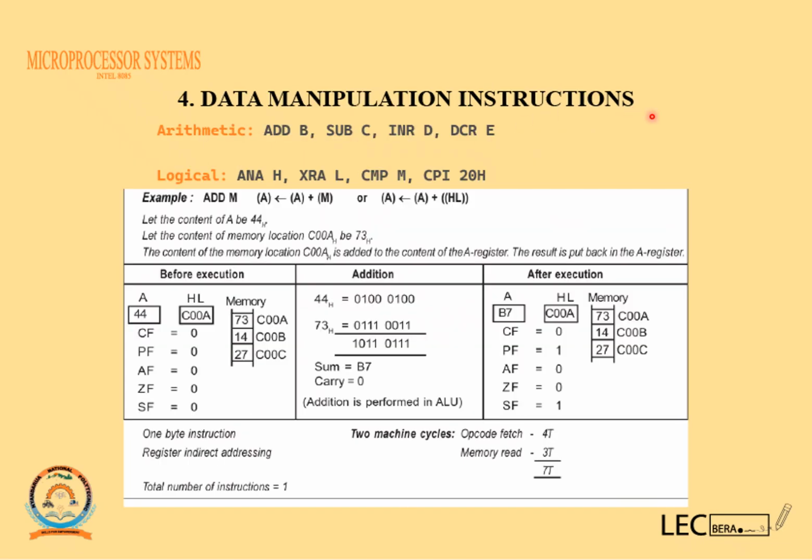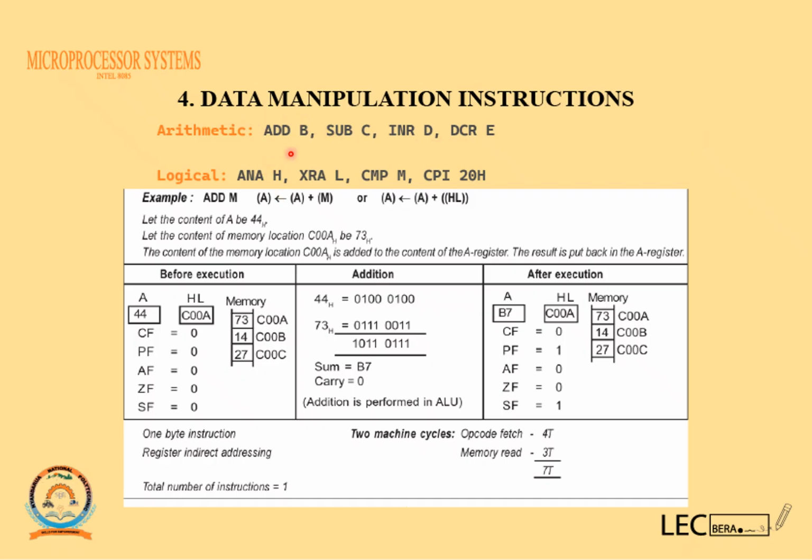So apart from data transfer instructions, we also have data manipulation instructions. These are instructions which can be used to manipulate what? Data. For example, you can do addition of data. We can compare numbers using logical operations. We can multiply numbers. We can subtract numbers, among other things. So that is called what? Data manipulation instructions.